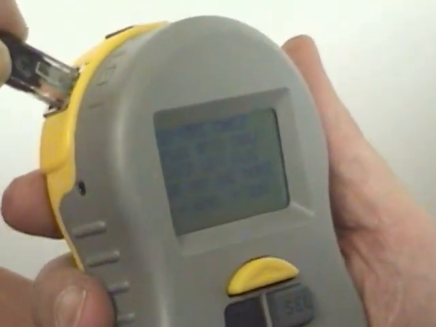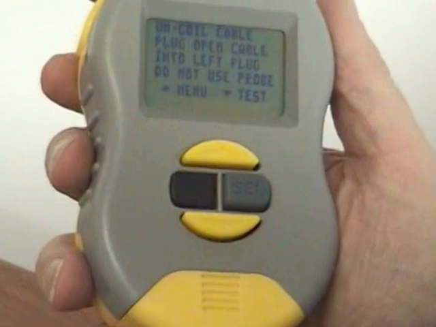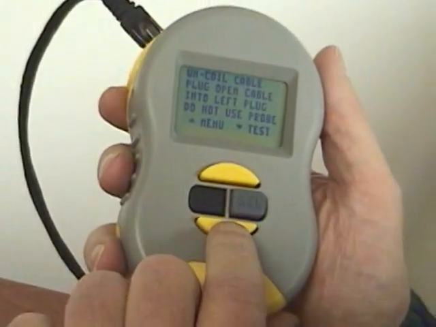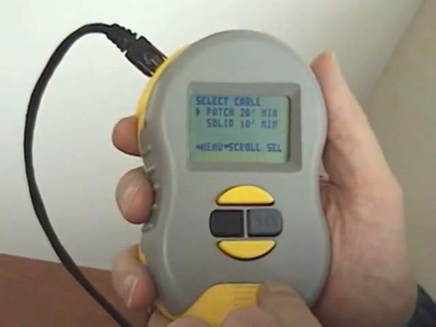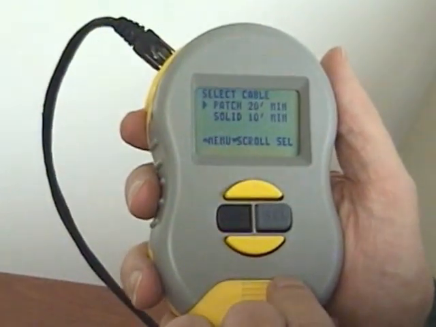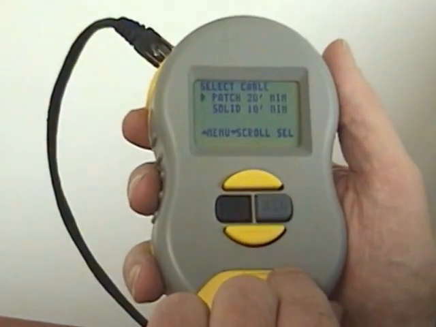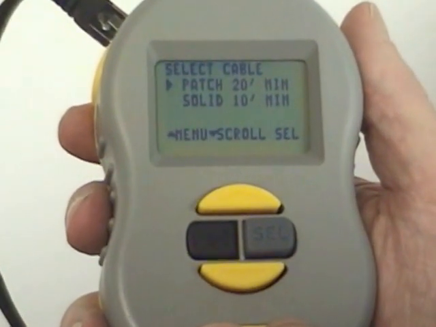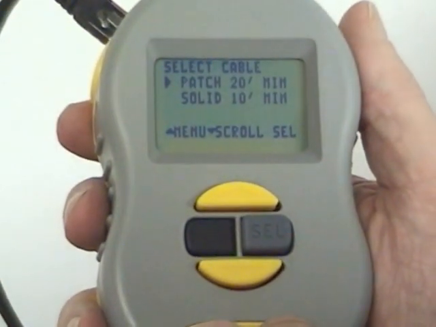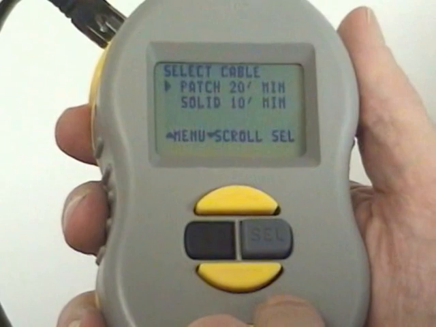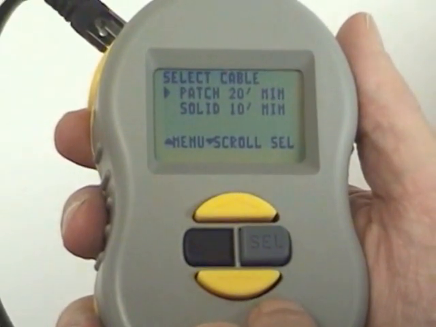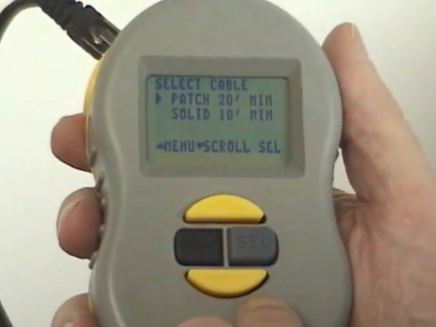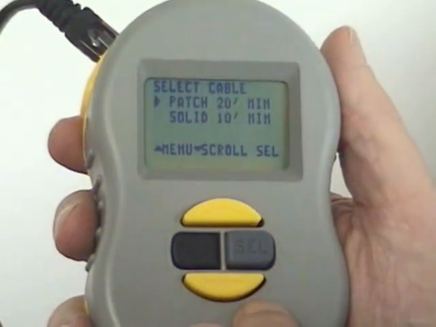Now we're going to plug in the cable. It tells us to plug into the left port, and we press more of the test. Now it asks us if it's a patch cable or a solid cable. The solid cables are the ones normally found in the wall, and the patch cables are the ones that connect from the wall outlet to the equipment, which may be a PC or a switch or a hub.